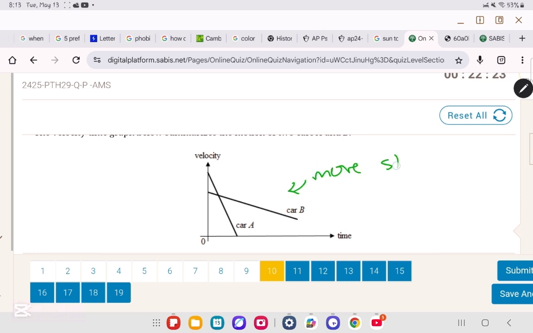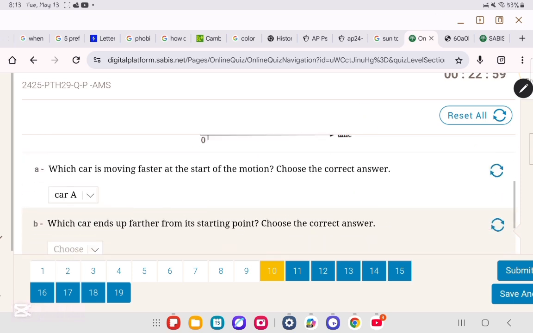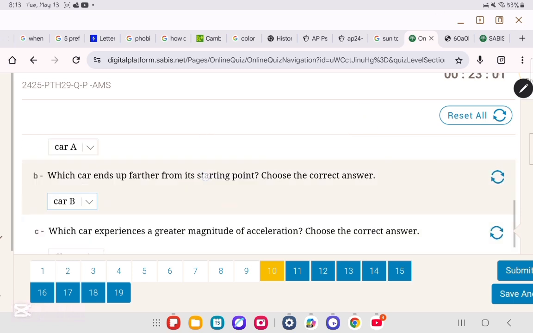So more stretched, which in this case, as you can see, can be car B, because look, it reached a specific position directly. But car B, as you can see, is the same length of line, but it did not reach the point. That means for it to reach the point, it's going to be more stretched out. So the one that's more stretched, or you can say the one with the less steep slope, is the one that ends up farther from its starting point.